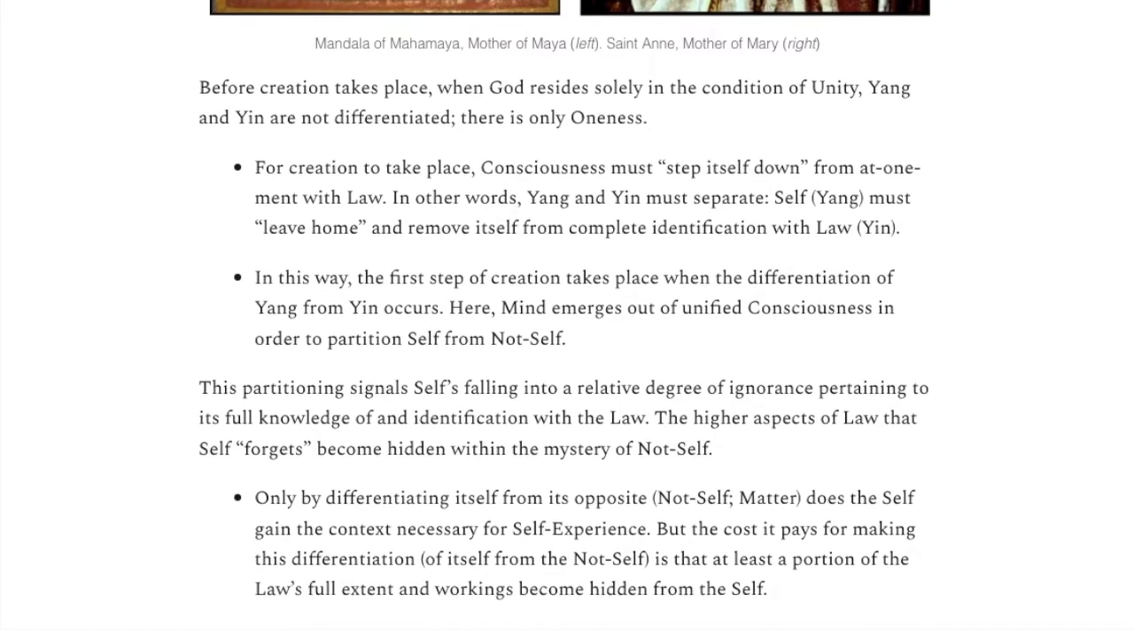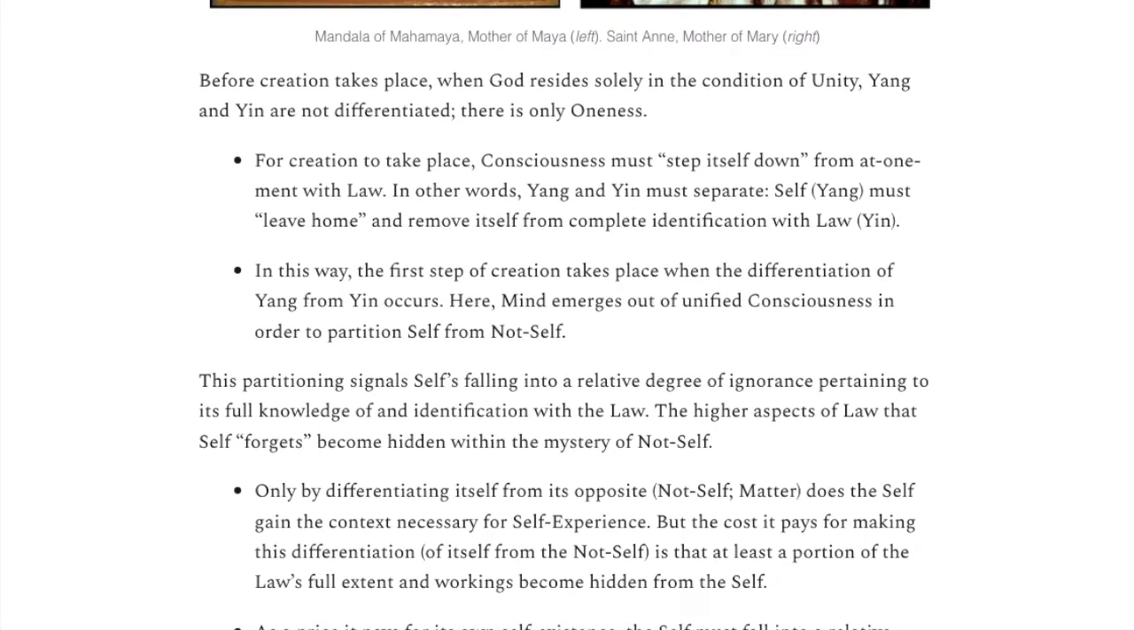So the self has to remove itself from complete identification with the law, because when it's completely identified with the law, there's only unity. So when self emerges out of unity, it does so by differentiating a context of not self. And what that not self really represents is the law. So within what we call matter, which is the not self, is law. And this law is a directing agent. It's the administrating power within creation. And the self becomes creation. So the self can only become creation by following this law. So that's the idea here.